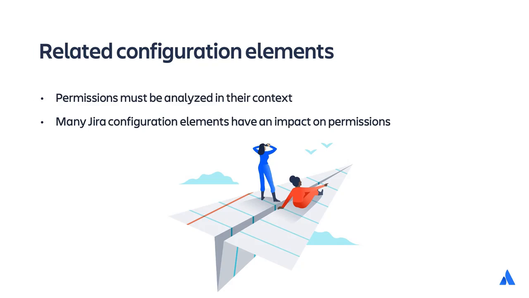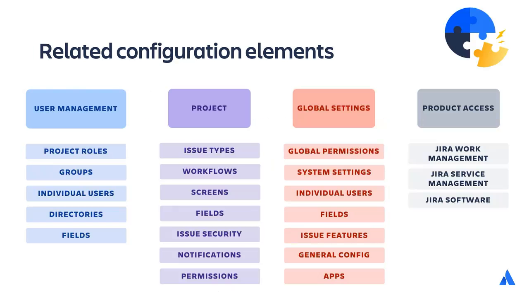Understanding permissions is crucial when working in Jira. Understanding their context, whether global, project-related, or issue type-related, is equally important. Many configuration elements throughout Jira will have an impact on permissions. Let's look at some of those related configuration elements. This overview contains most of the configuration elements that might need to be examined when handling permissions questions or troubleshooting scenarios when working with company-managed projects. You can see that many things need to be taken into consideration when we talk about permissions. Let's look at a few examples.